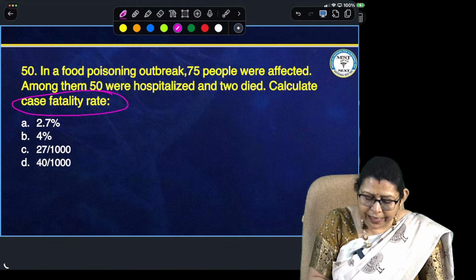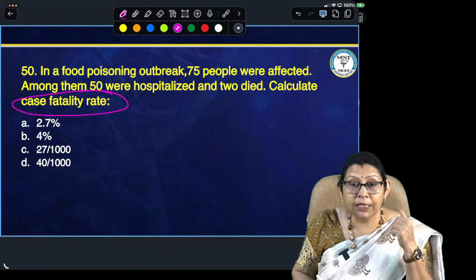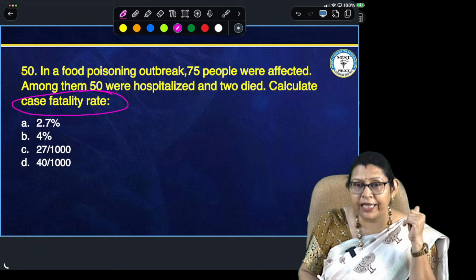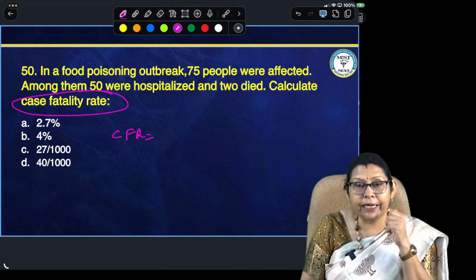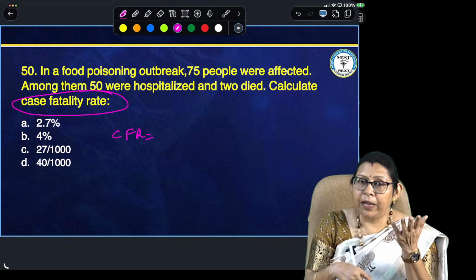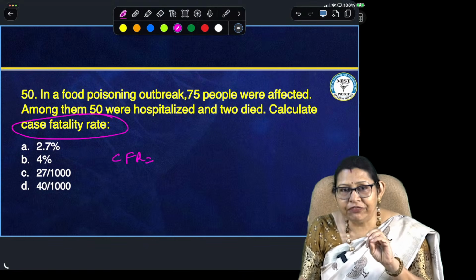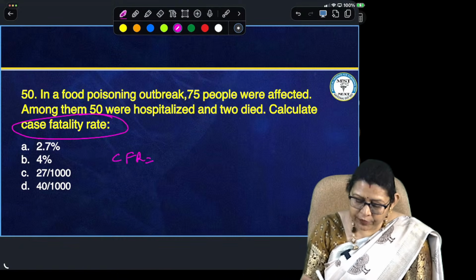Calculate the case fatality rate. हमने पहला क्वेश्चन डिस्कस किया था प्रोपोर्शनल मोर्टेलिटी, फिर डिस्कस किया क्रूड बर्थ रेट, डेथ रेट, तीसरा है केस फैटेलिटी रेट. So we had already discussed the formula. केस फैटेलिटी रेट इज डेथ्स बिकॉज ऑफ द केसेस डिवाइडेड बाय द टोटल केसेस. ठीक है, फूड पॉइजनिंग आउटब्रेक में 75 were affected, 50 were hospitalized and 2 died. How many deaths are there?